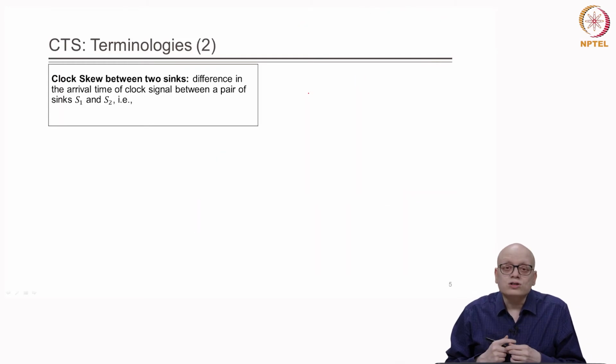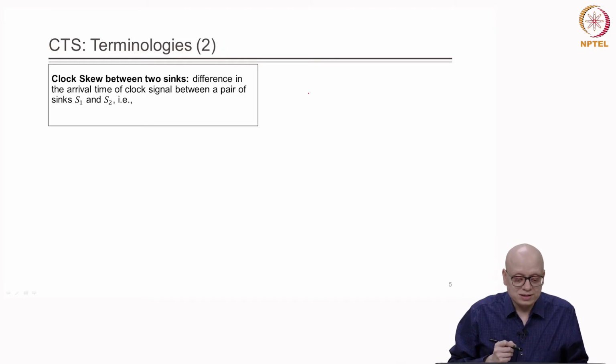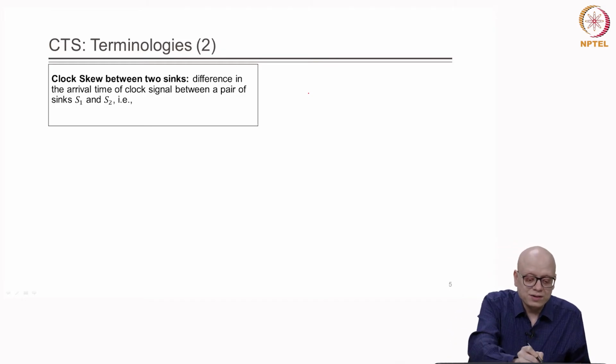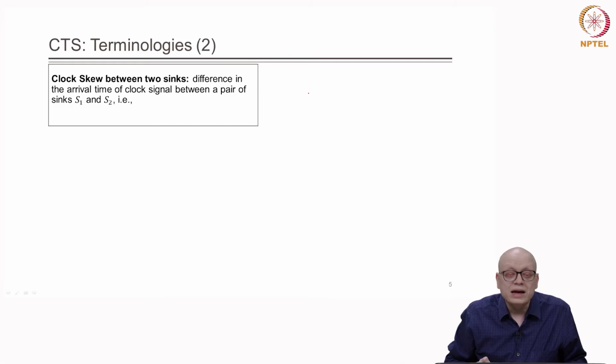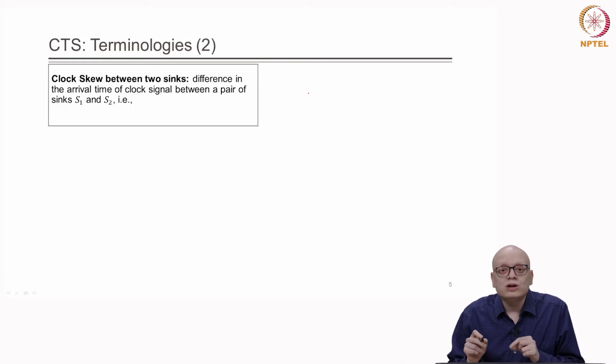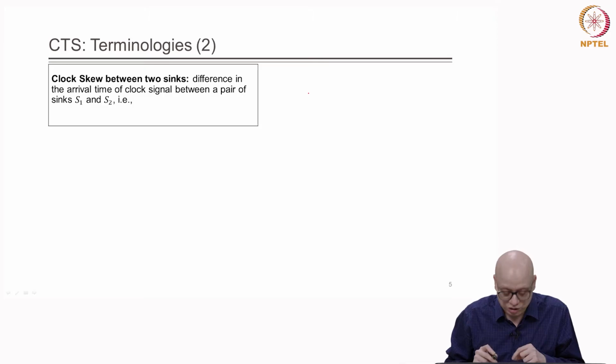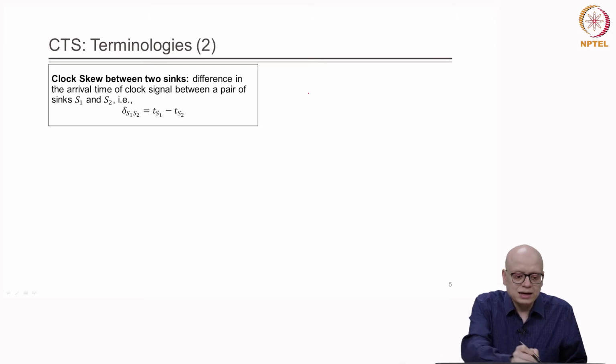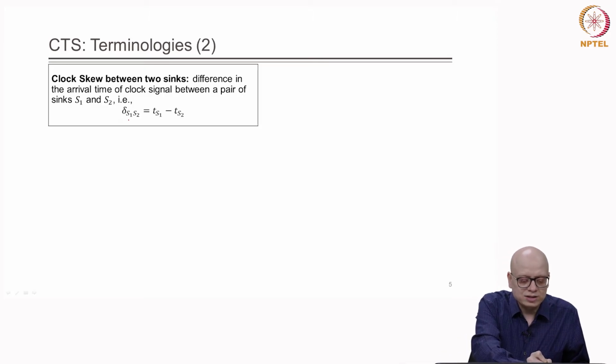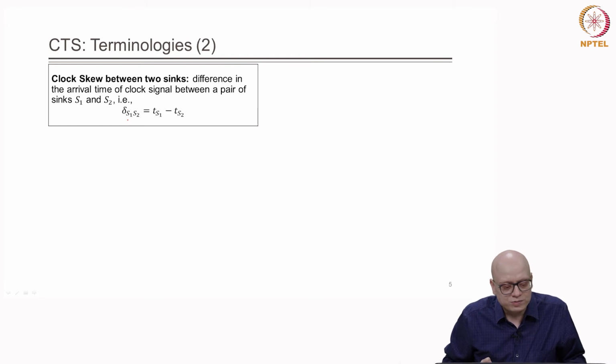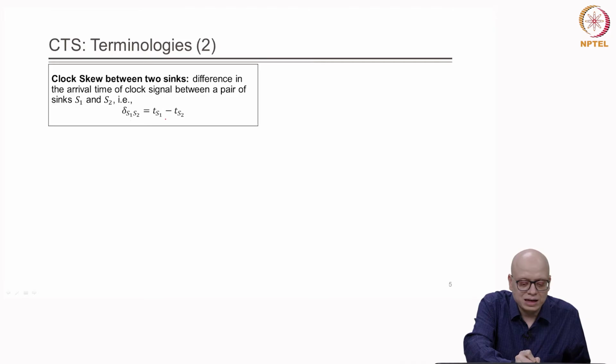Now, what is clock skew between two sinks? Clock skew is the difference in the arrival time of the clock signal between a pair of sinks S1 and S2. If there are two sinks S1 and S2, the difference in the arrival time of the clock signal is known as clock skew. So, mathematically, delta S1 S2, that is the skew between two sinks S1 and S2, is equal to T S1 minus T S2.